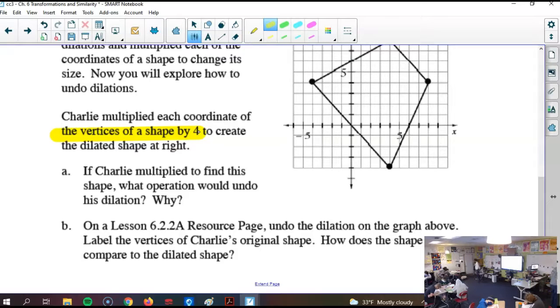Yeah, if you don't have this in front of you, you probably need to walk up and pick up the 622. He multiplied each coordinate, so the x and the y. No, remember dilation is only multiplication and or division, but remember division is essentially the same thing as multiplication.